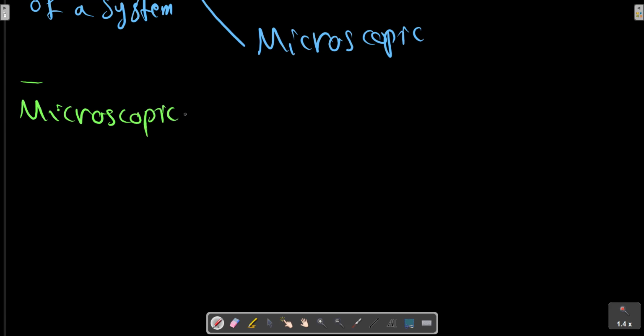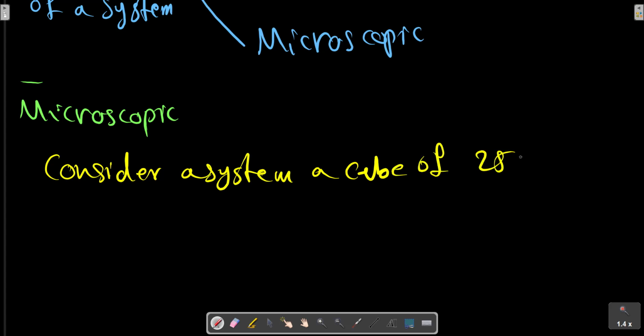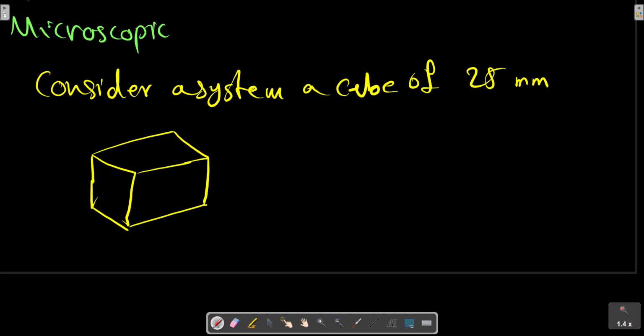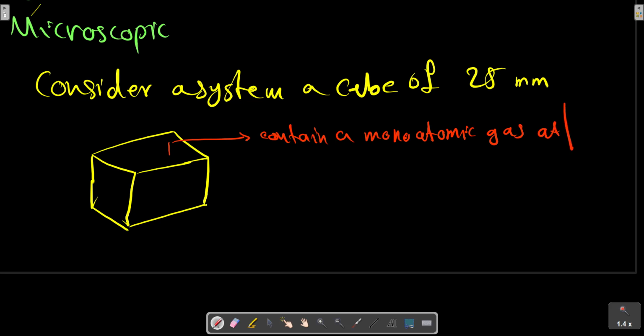Consider a system consisting of a cube, for example this cube, that contains a monoatomic gas at atmospheric pressure and temperature, P and T.